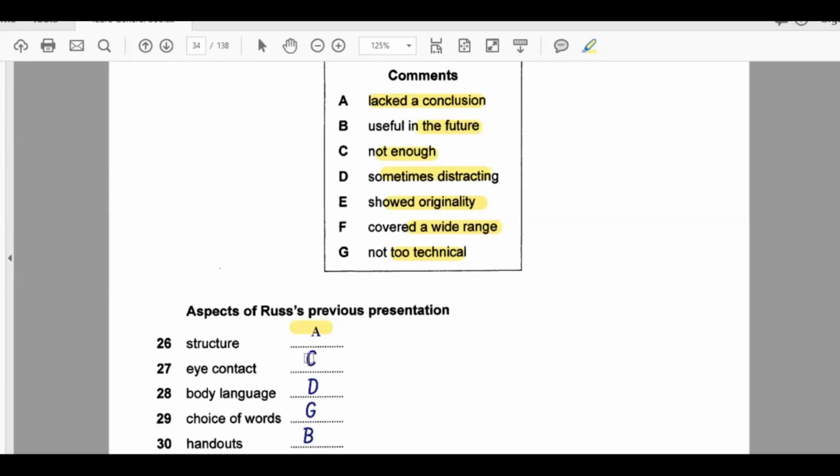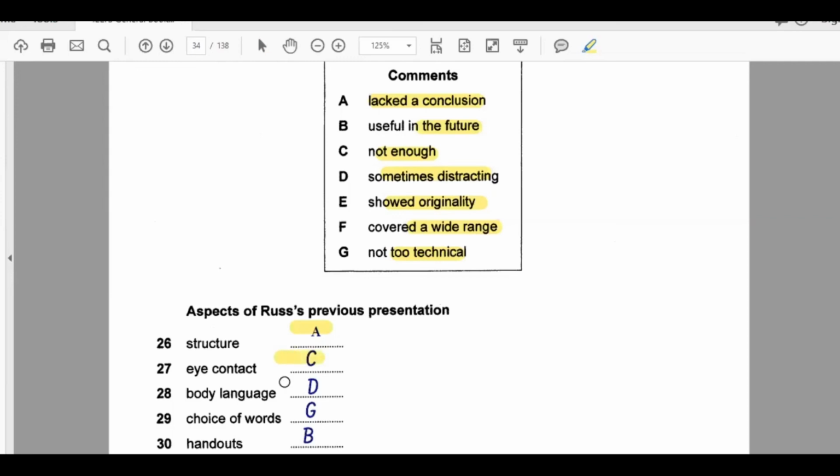Eye contact. You were looking down at the notes too much and not at the audience. You need to be looking at your audience more and not too often at your notes. You can have a very quick look at them, but not for too long. Your eye contact should be with the audience, so your eye contact wasn't enough. So C is our answer there.